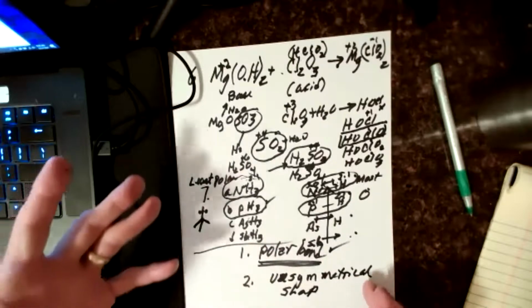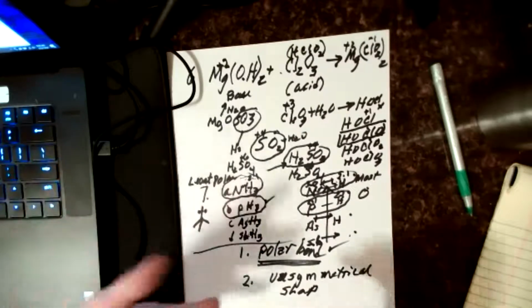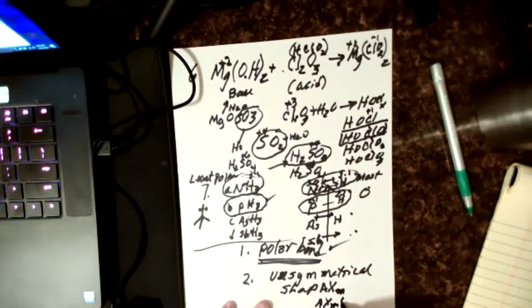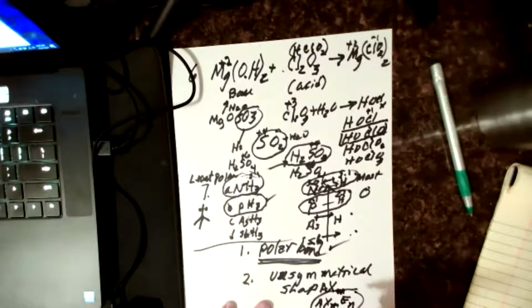Now, how did we decide unsymmetrical shape? Remember, if I've got an A, X, M, like that, every one of them is nonpolar. But if I've got an A, X, M, E, N, I have to build the shape, put on the lone pairs, and see if they are symmetrically arranged to each other. If they are, it's not polar. If they are not, it is polar.